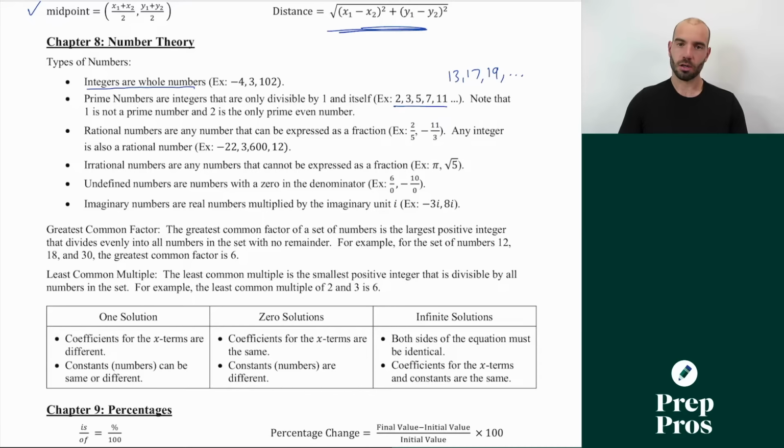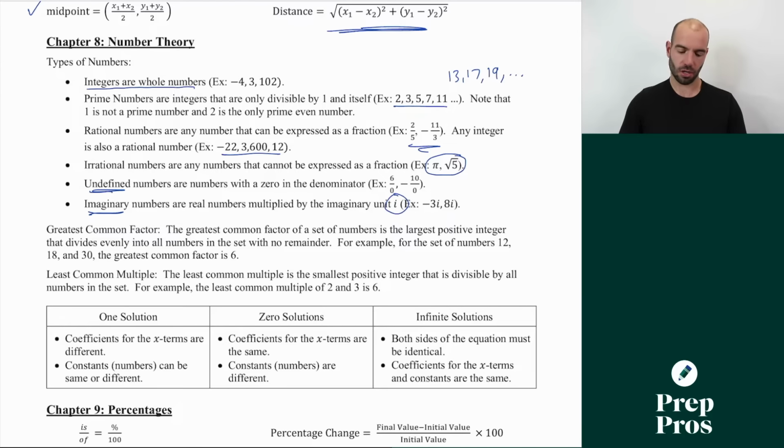Rational numbers are numbers that can be expressed as a fraction or an integer is fine. Irrational numbers are numbers that cannot be expressed as a fraction. Very common ones in the test might be a root, like root 5, or a value like pi that can't be expressed as a fraction. Something's undefined if it's divided by 0, and imaginary numbers are ones that have that unit i. We'll get to those more a little bit later.